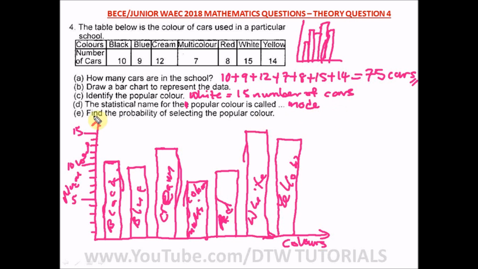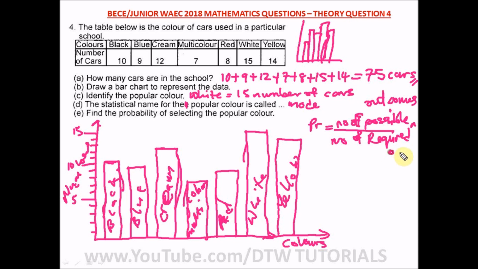Now E says find the probability of selecting the popular color. Now remember your formula for probability. The formula for probability is the number of possible outcomes divided by the number of required outcomes. And here we are asked to find the probability of selecting the popular color.